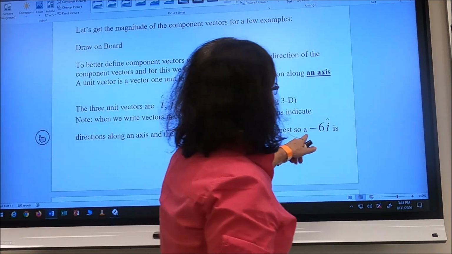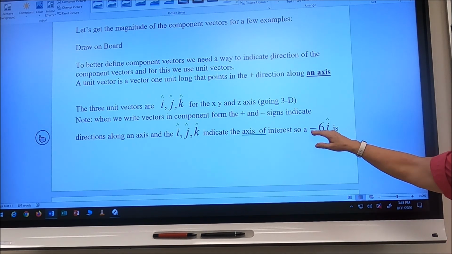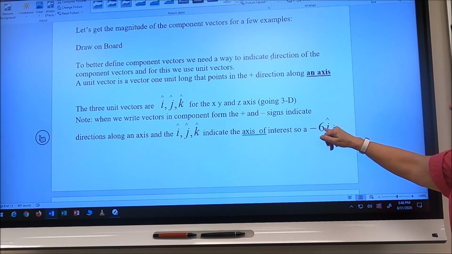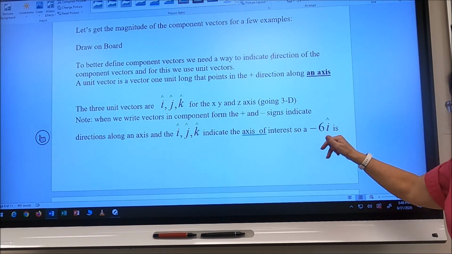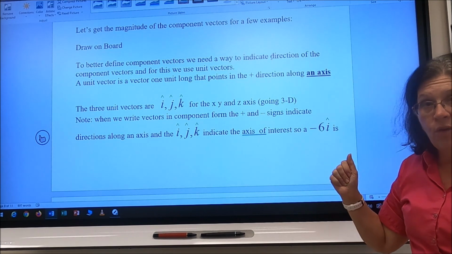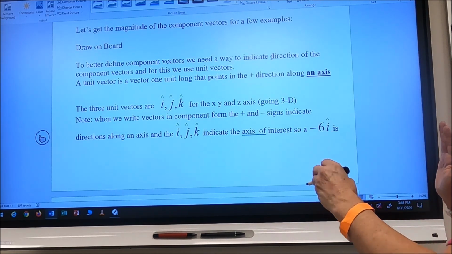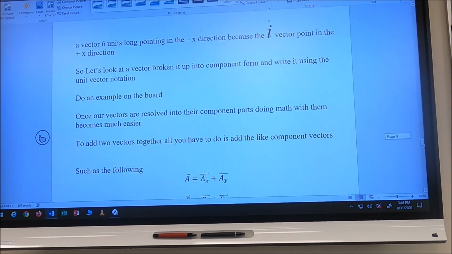So if I had a vector and it said it was minus 6I, well, I know that vector is along the x-axis because we've got the I unit vector, and the negative out in front says that it's pointing in the opposite direction of the I vector, and the 6 says that it's 6 units long. So if I was going to draw that in, I'd start at the origin and draw something 6 units long in the negative x direction.